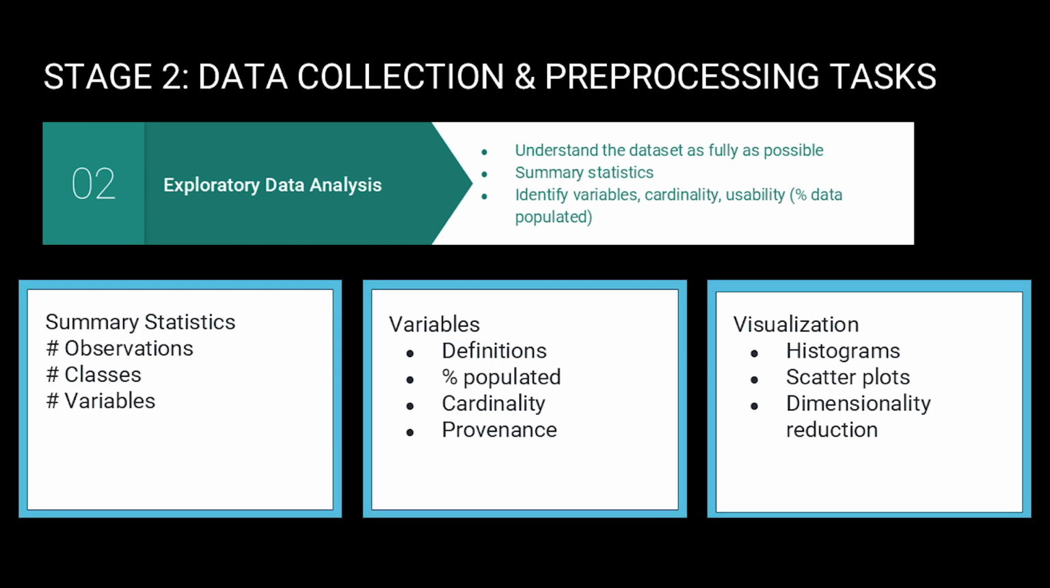Now let's talk about exploratory data analysis in more detail. For exploratory data analysis, we want to make sure we capture the summary statistics, the number of observations, the number of classes, and the number of variables in our dataset. Those variables need to also be accompanied by clear definitions. What does this actually mean? What does this variable represent? How much of the data is populated? What's the cardinality? Can we trust the provenance of this data?